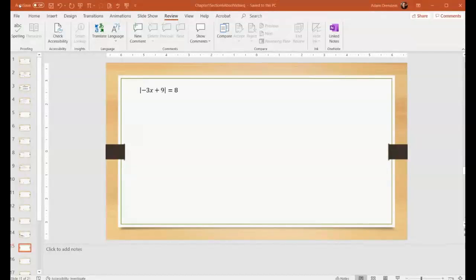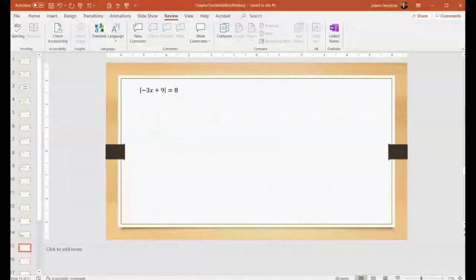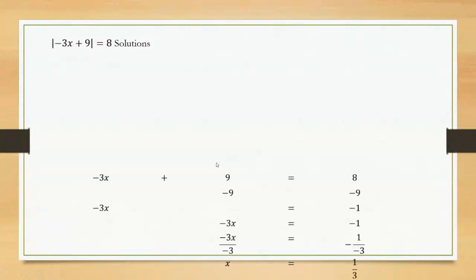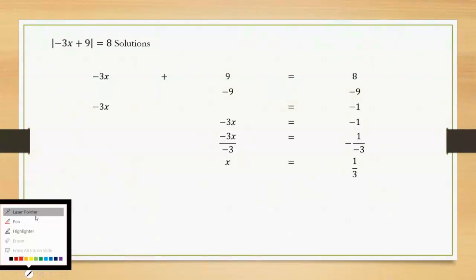So for this one, this is an equation with absolute value. Just like we saw already, remember what you want to do: you're going to have two equations to solve. You're going to have to solve when what's inside here equals 8, and the other one is when what's inside here, the negative 3x plus 9, equals negative 8.